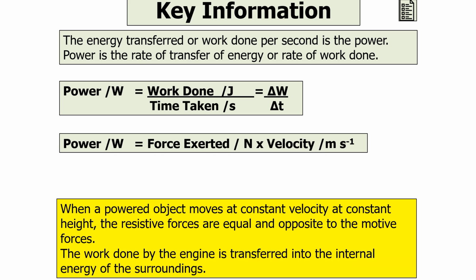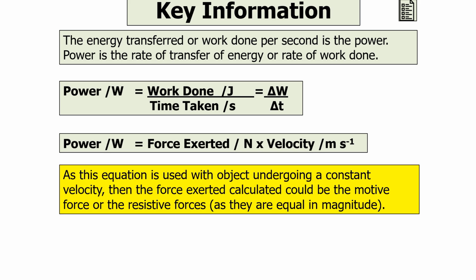Now when a powered object moves at a constant velocity at a constant height, the resistive forces are therefore equal and opposite to the motive forces. So like we said before, we can say that the work done by the engine is transferred into the internal energy of the surroundings. Now this equation of P equals Fv is used when an object is undergoing constant velocity. So therefore the force exerted calculated could either be the motive force or the resistive forces, as they are equal in magnitude to each other.